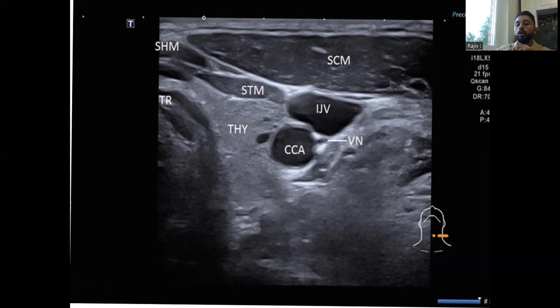So you have to cut the facial vein and then ligate it, and then reach the common carotid artery. So you can see the facial vein over here, and down below you have the carotid artery, common carotid artery. This is the vagus nerve. This is the thyroid. All right.